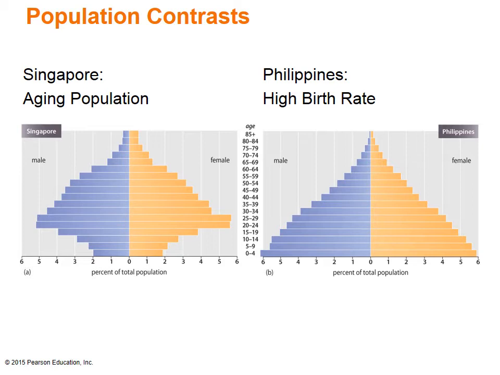The Philippines, by contrast, has a high birth rate and young population. This is due in part to the pressure from the Roman Catholic Church to cut funding for family planning programs, which in turn decreases the amount of information dispersed to people on family planning.